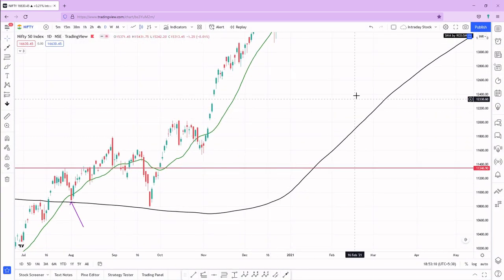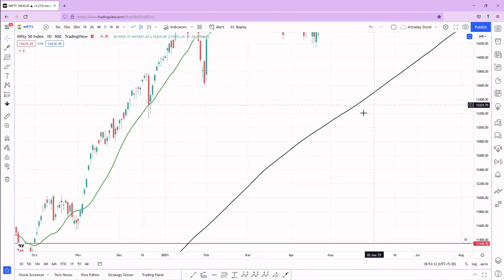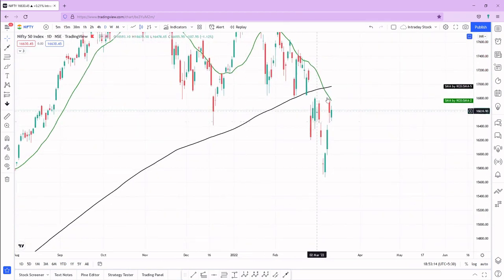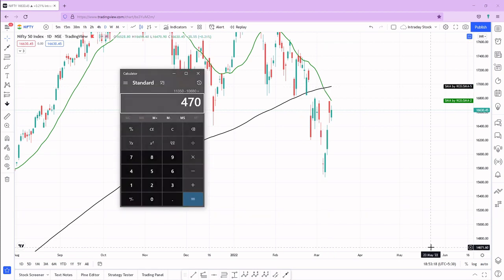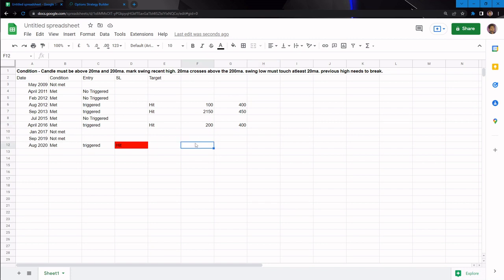Now let us wait only till the 20 SMA crosses below the 200 SMA. The 20 SMA crossed below the 200 SMA at 16,957. So 16,957 minus 11,350 is 5,600 points profit, against a 500 points stop loss.